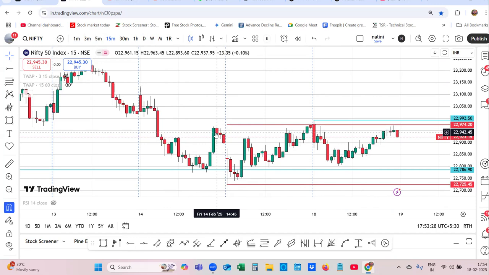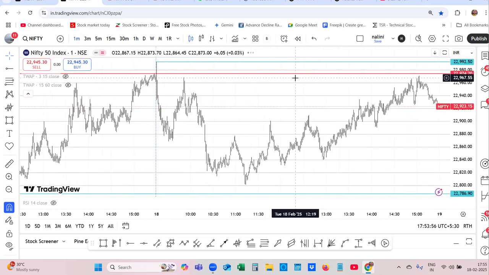Step number 2 is monitor the opening. That is very, very important. Where it is opening is very important. You can trade within 1 minute or 5 minutes or 15 minutes, whichever time frame you are comfortable with. So I will change the time frame to 1 minute, because this strategy will fetch you profits within 1 hour of the trading day.